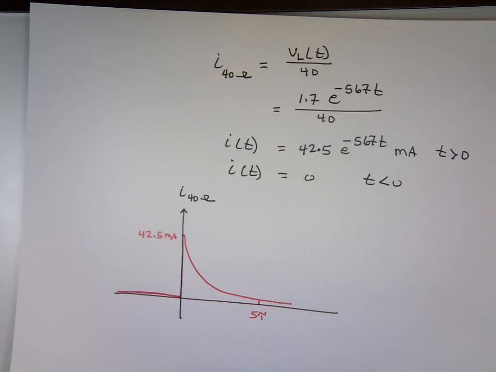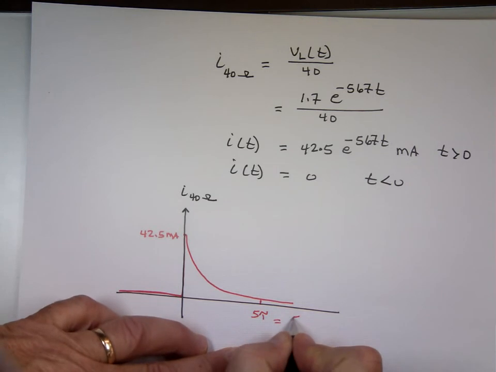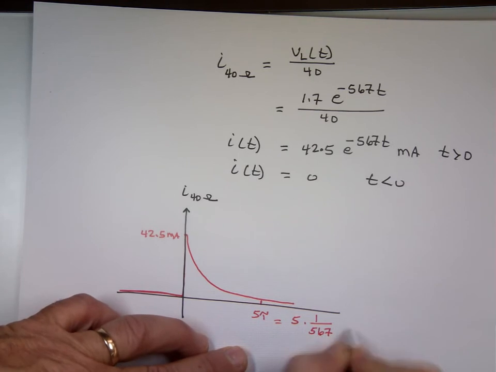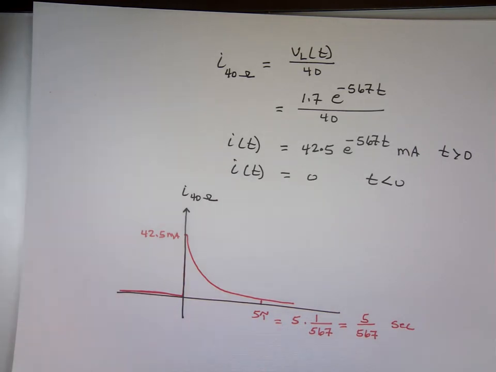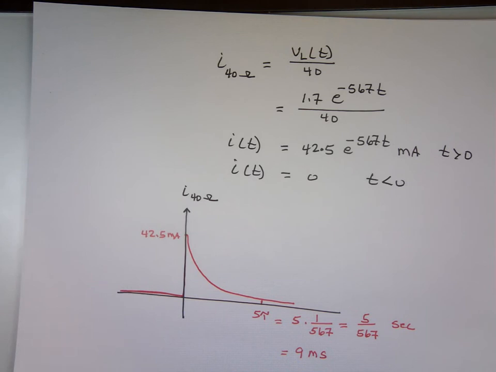It takes 5 tau. What's tau? It is 1 over that number. That's going to be 5 times 1 over 567, which is 5 over 567 seconds. What's that number? We're talking about 0.0099 seconds. That's it. After the 9 milliseconds, that becomes a short circuit. So that's the only part I'm actually looking at, between 0 and the 9 milliseconds.